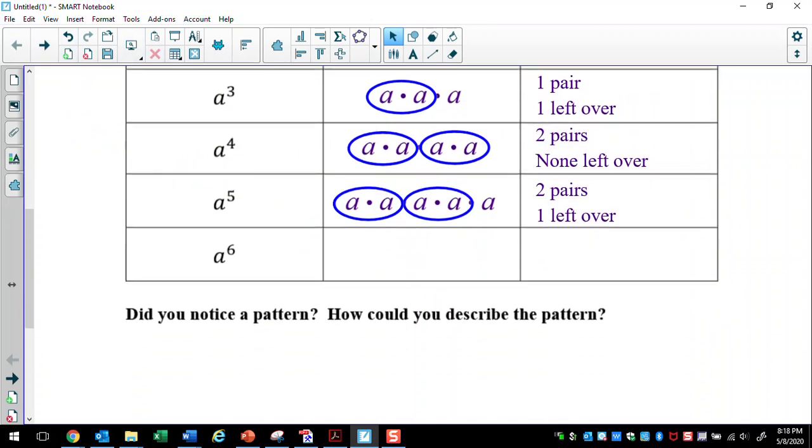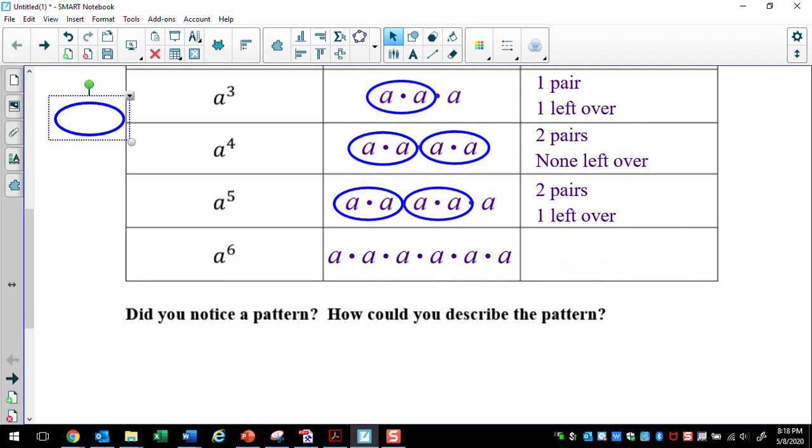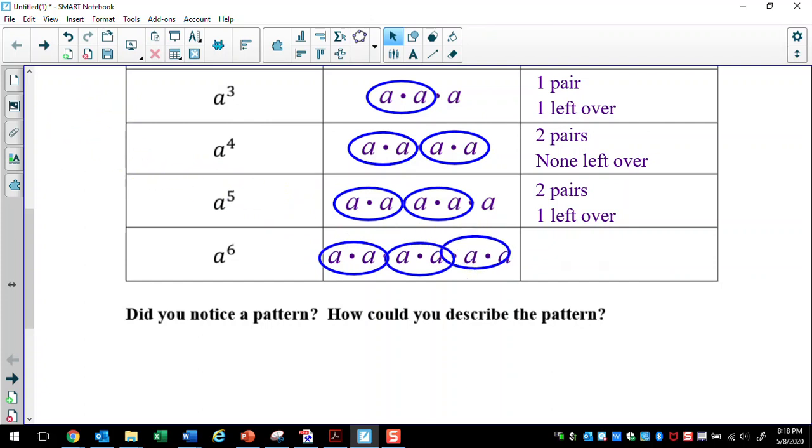And what about a to the sixth? How many pairs can we make there? Well, oops. I can make a pair here. I can make a pair here. And I can make a pair here. So I was able to make three pairs. And again, none were left over.